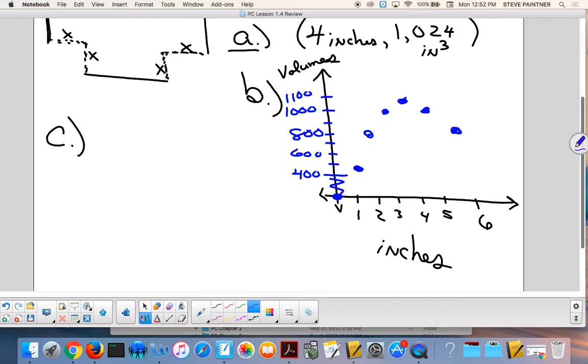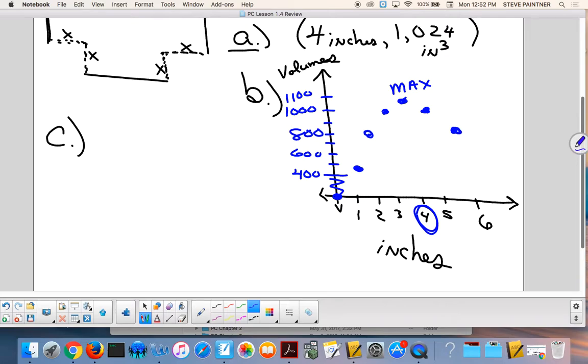Now you don't need to connect them, just graph or plot. Okay, now you can kind of see this looks like the max right here, doesn't it? Yeah. Okay, all right, it happened at what? A 4-inch cut.